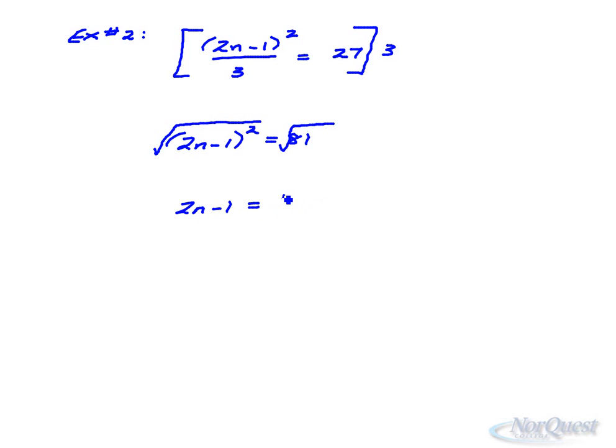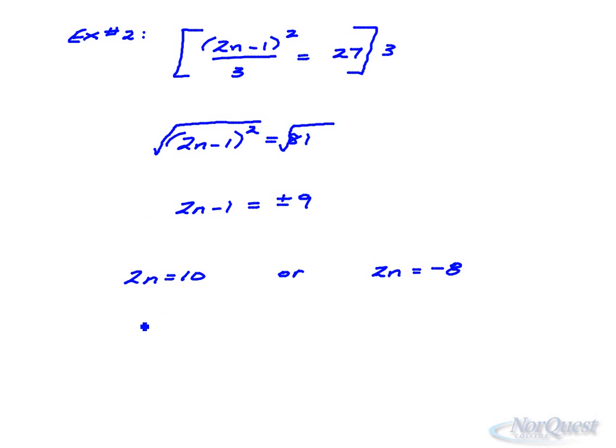Square root of 81 has two possible answers, plus or minus 9. So we still can get two answers out of this equation. When I move the 1 to the other side, I could get 2n equals 1 plus 9, which is 10. The other equation would be 2n equals 1 minus 9, which is negative 8. So you still end up with two equations, but they're a little easier to solve than the example 1 we just did.